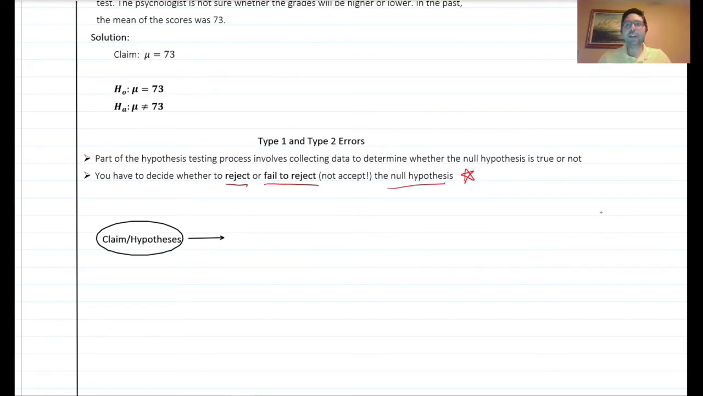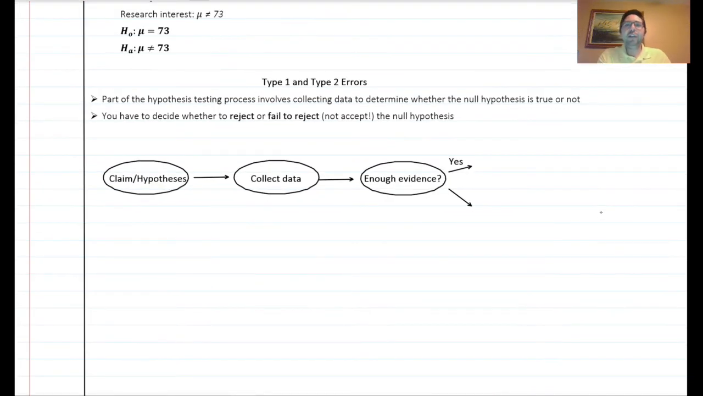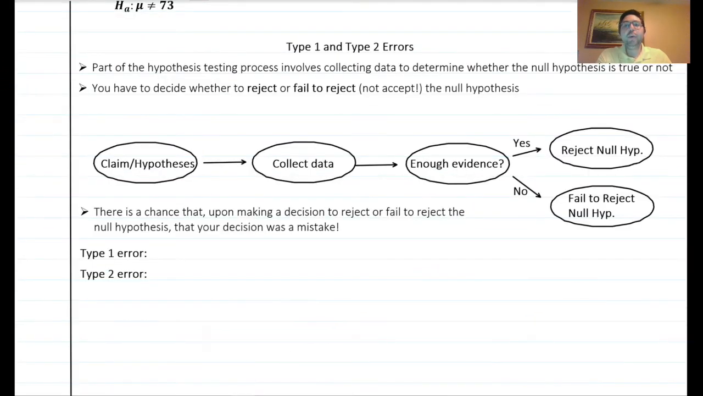So first step, claim and hypothesis. And then we collect data based off of that claim, based off of that hypothesis. We need to collect data in the real world. Once we collect that data, we have to figure out whether there is enough evidence based off of the data. And by the way, we collect data using samples, because we can't do the entire population. So we collect data and determine, do we have enough evidence? If the answer is yes, then we reject the null hypothesis. If the answer is no, we don't have enough evidence, then we fail to reject the null hypothesis.